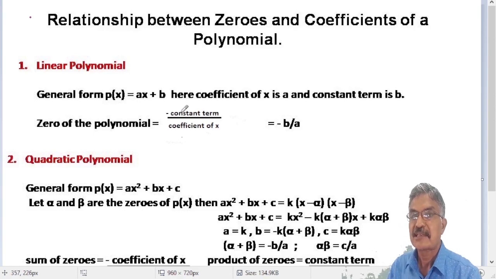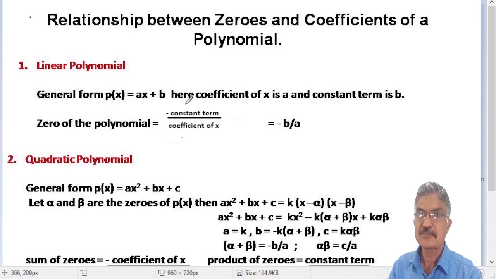Next, we will look at the relationship between zeros and coefficients of a polynomial. First, we will take a linear polynomial. We have studied the general form of a linear polynomial: p(x) = ax + b, where a is not equal to 0. Here the coefficient of x is a and the constant term is b. So the zero of the polynomial is minus of the constant term divided by the coefficient of x.